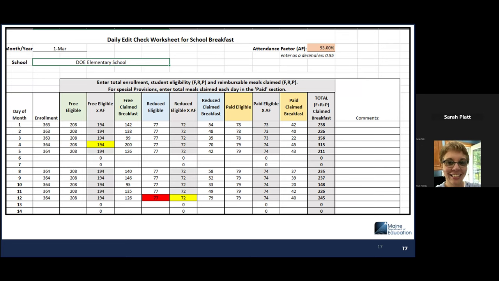So here's an example that I filled out using the form. Again, at the top, you can see the month that we're completing the edit check for. You can see the name of the school. The attendance factor is 93%.